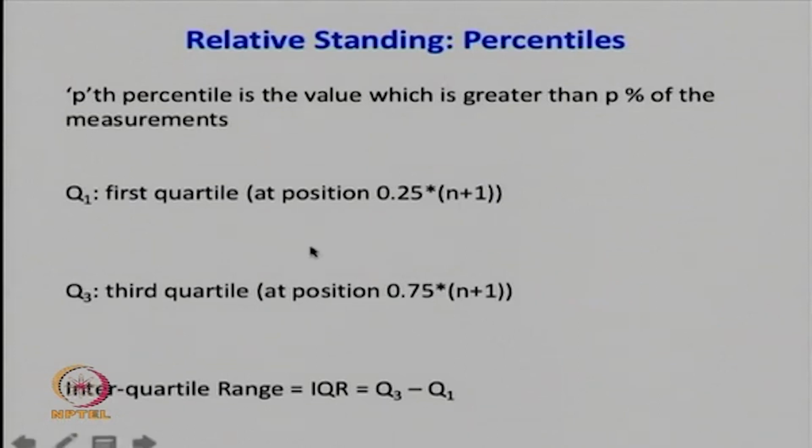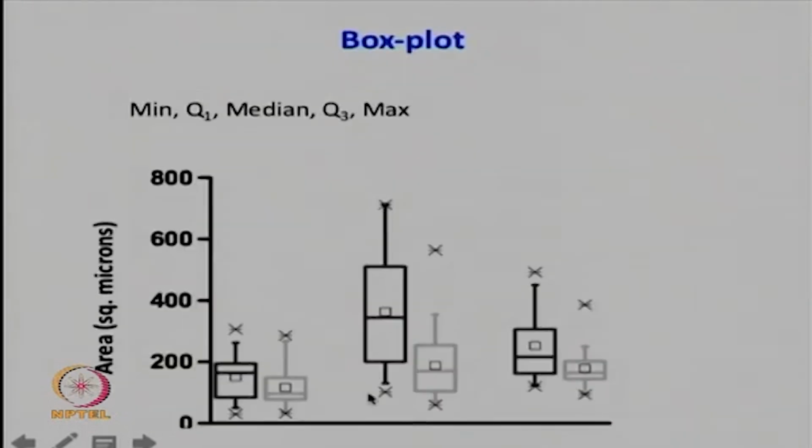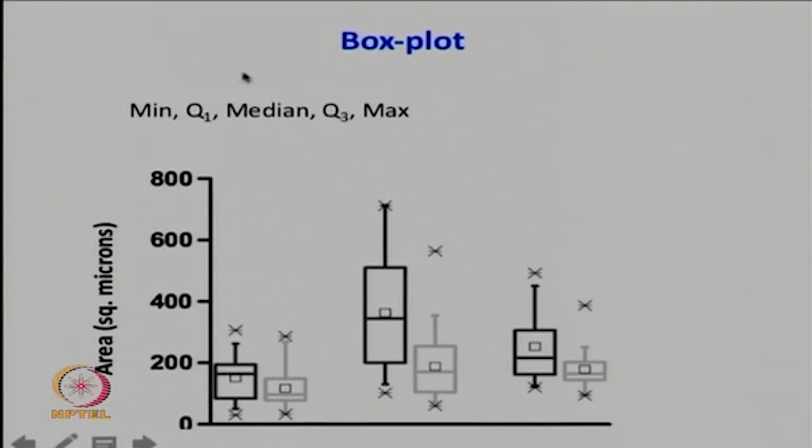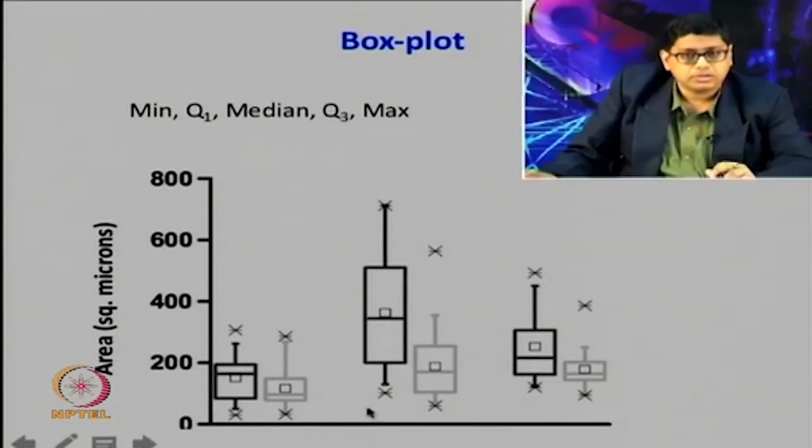The second quartile is of course at position 0.5 times (n plus 1), which is nothing but the median. So this represents the point where 25% of the data lies below, the first quartile, and 75% of the data lies below, the third quartile, and the interquartile range is defined as Q3 minus Q1. Using these values, one can plot what is called a box plot, and in a box plot the lowest value is your minimum.